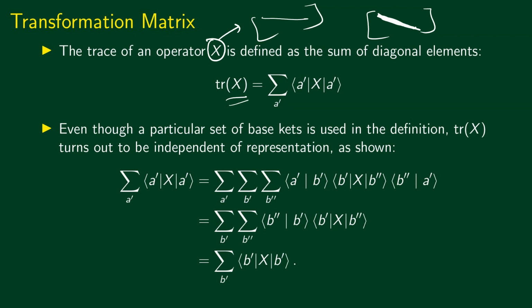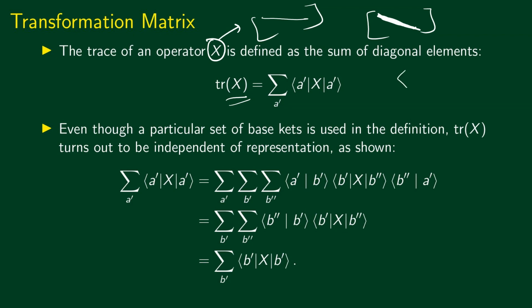So trace of X equals the sum over A prime. Here I am writing this operator in the A prime basis, or in the A basis, or in the A representation. So in order to find the trace of X, I first write down the matrix elements, and then you sum over the diagonal elements.